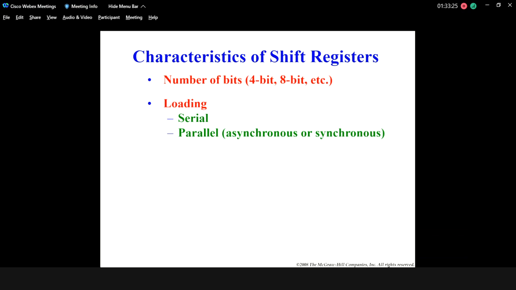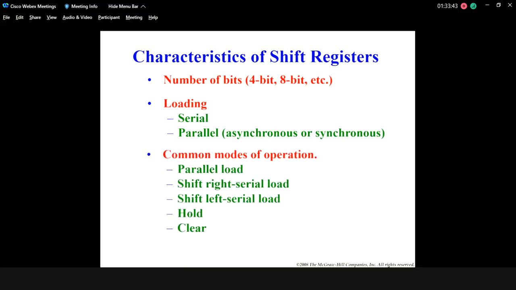So we have several types of shift register depending on the number of bits, 4-bit, 8-bit or others, and whether it is serial or parallel loading, whether it's synchronous or asynchronous. Synchronous or asynchronous means live or not live during that time. Okay. Common modes of operation: parallel load, shift right, serial load.